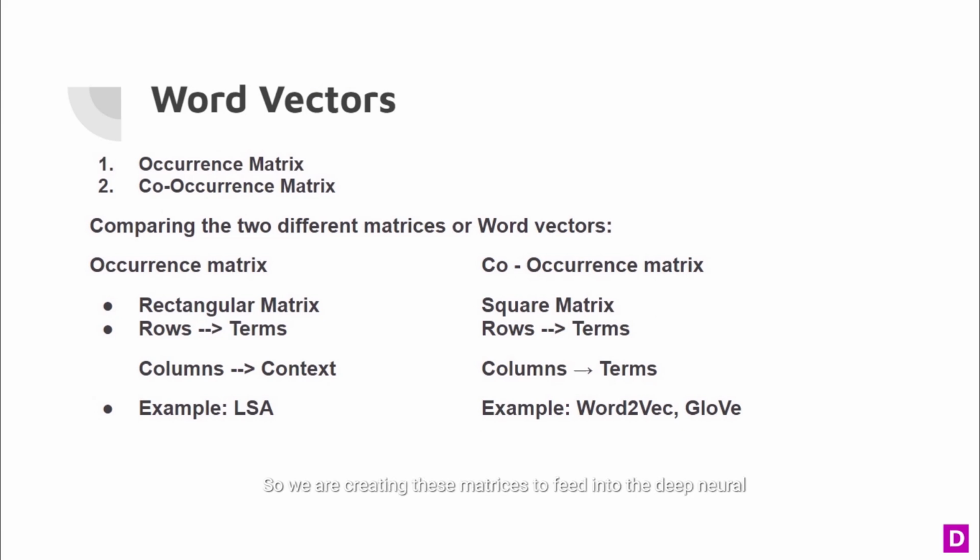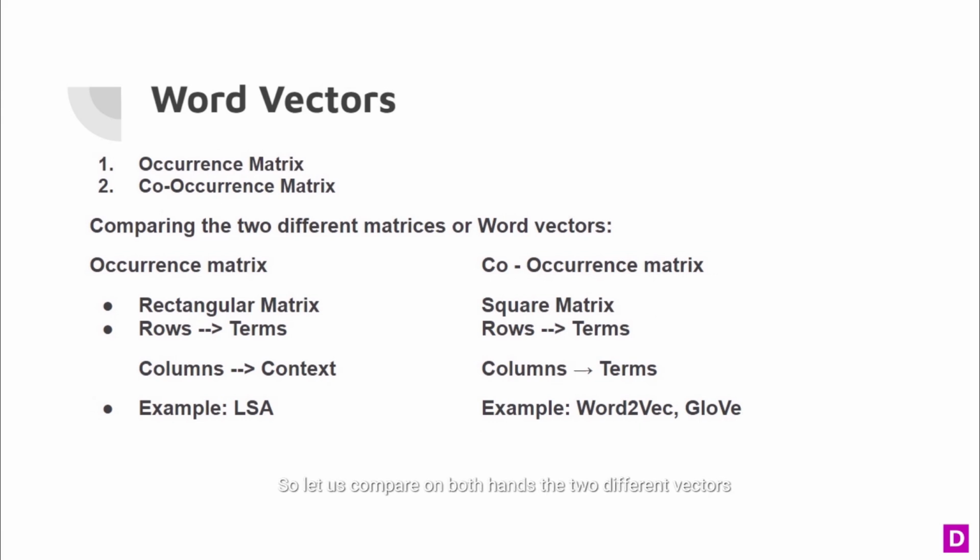We are creating these matrices to feed into the deep neural network, right? The input to the neural network would generally be in a numerical form, and we consider those numerical forms as vectors. So the occurrence matrix and co-occurrence matrix are generally clubbed under a single umbrella called word vectors. Matrices are indirectly a representation of vectors.